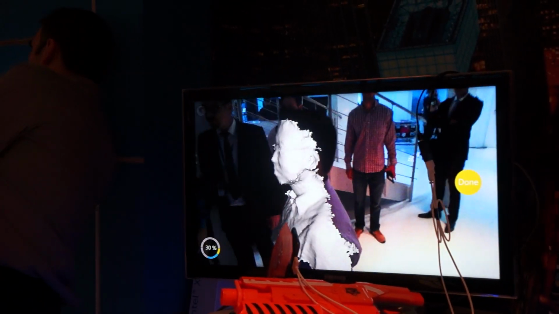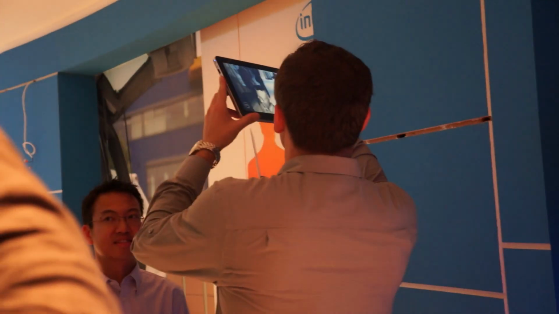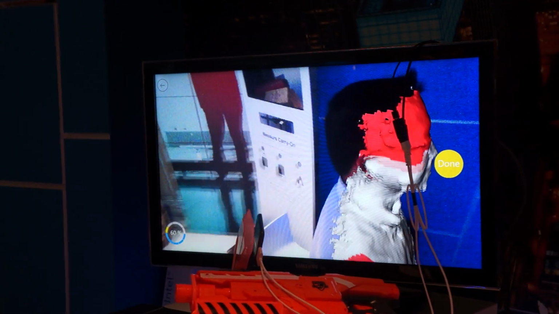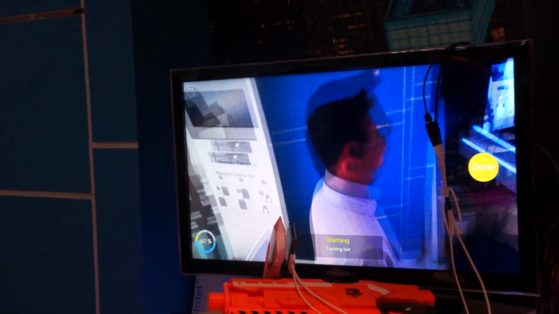It's a tight space here. By the way, this is not the final location where we'll be doing the demos. I think tomorrow we'll be doing it over there once the booth is set up. But what you can see is that the RealSense camera is building a real-time 3D effect.